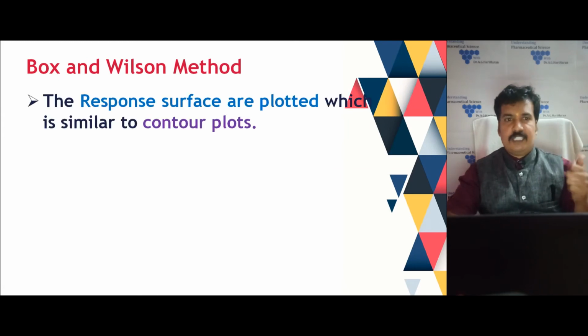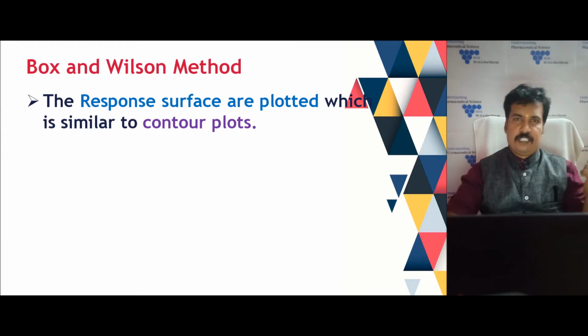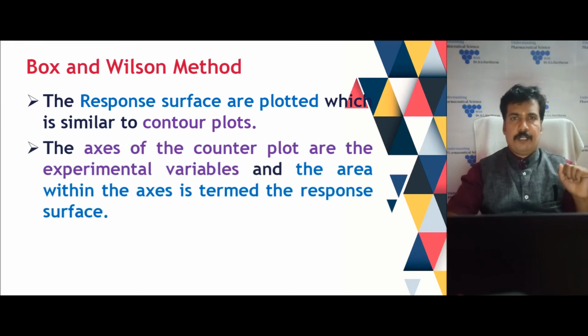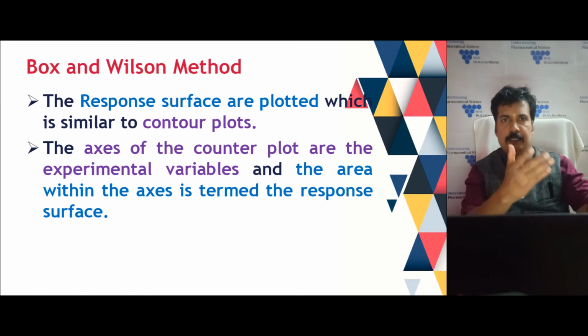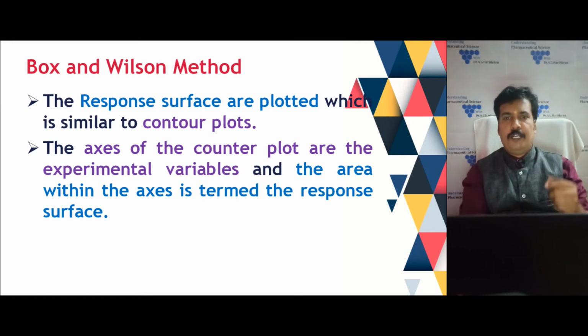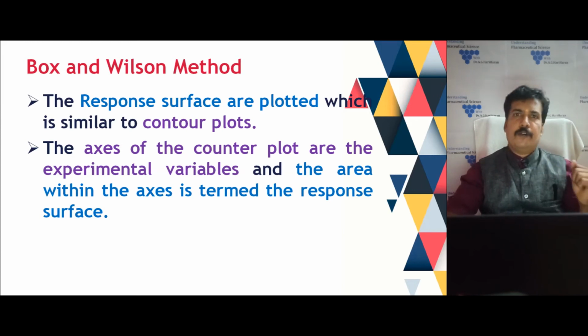In the Box-Wilson method, optimization is done by plotting a response surface curve. It is similar to contour plots. We can plot a contour plot between 2 experimental variables. Between these 2 variables, we mark the response as points, make dotted lines, and these dotted lines are plotted into a graph.